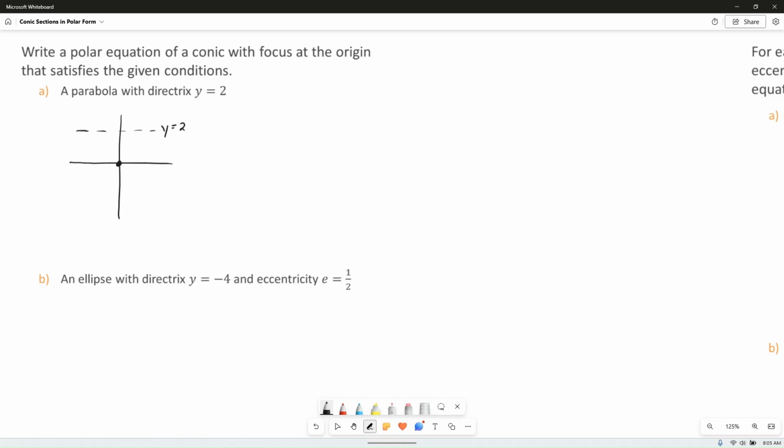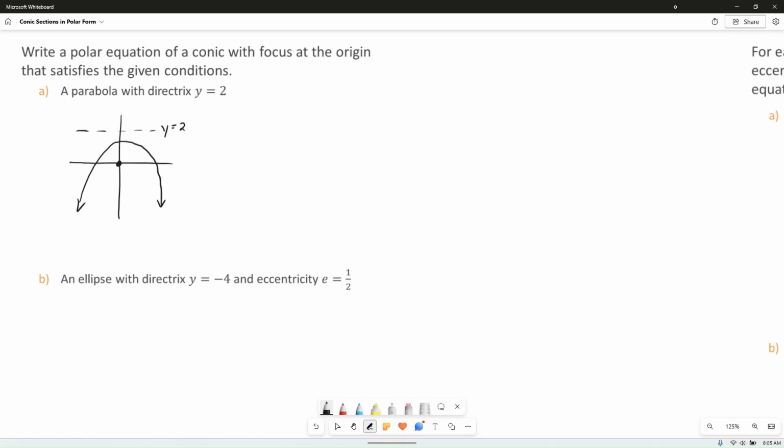So again, the way the conic graphs work is they're always going to be a curve that bends away from the directrix around the focus. So it's going to bend away from the y equals 2 line and around the origin. So since it's a parabola, we have, in this situation, a parabola that opens downwards. So we have a vertically oriented parabola.